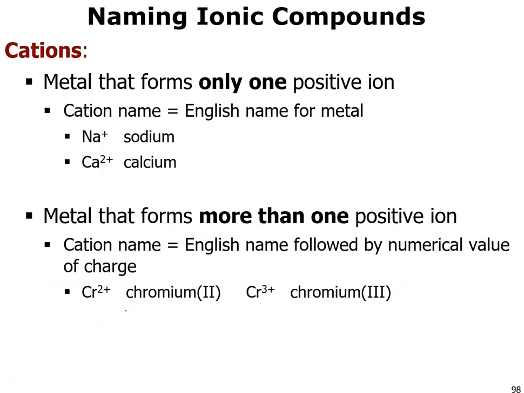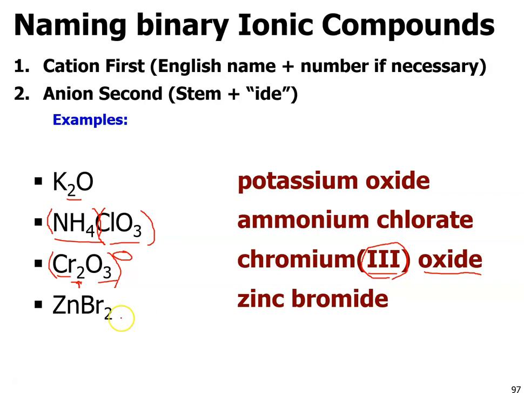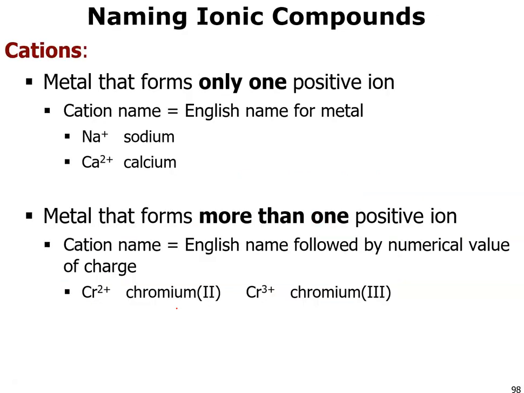And then finally the example of zinc bromide. Notice I just say zinc bromide. I don't have zinc 2 bromide or zinc bromide 2. This is because we only have one type of ion for zinc that's typically made. So metals that form only one positive ion, those are examples.